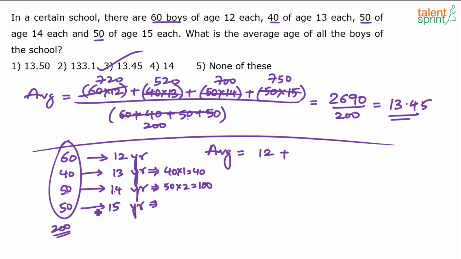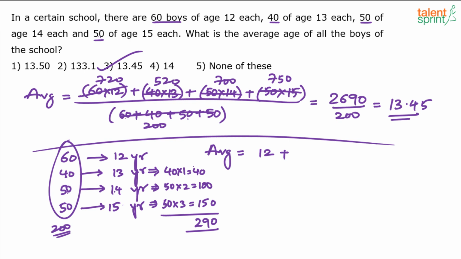And then in the last group, 50 boys with 15 rupees each. Each boy is supposed to have 12 rupees according to our assumed average, but each boy here has got 15 rupees, which means 3 rupees extra. So 50 into 3, how much is that? 150. So the total extra that this group has is how much? 40 plus 100, 140 plus 150, 290. You're understanding the concept? I am assuming that the average is supposed to be 12 rupees.